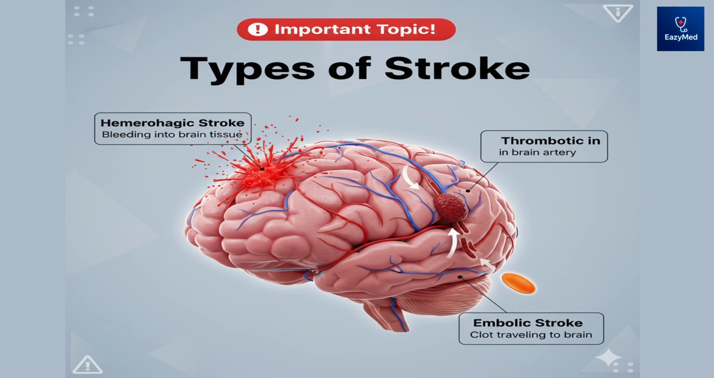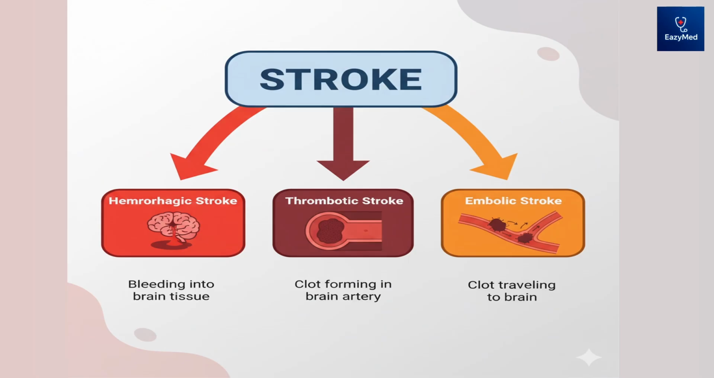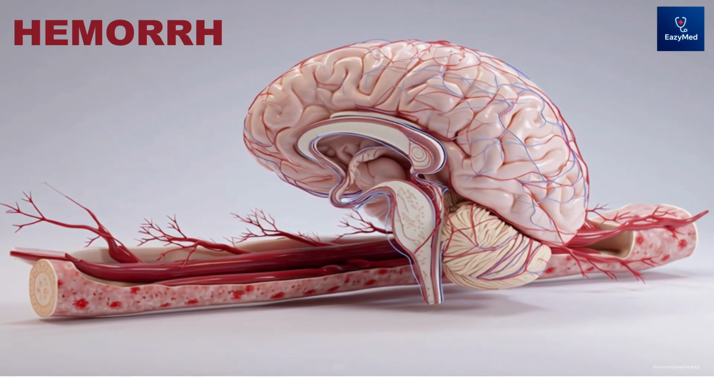Now let's discuss the types of stroke. Basically, there are 3 types of stroke. 1. Hemorrhagic stroke. 2. Thrombotic stroke. 3. Embolic stroke.